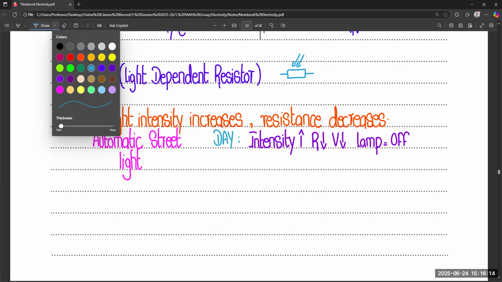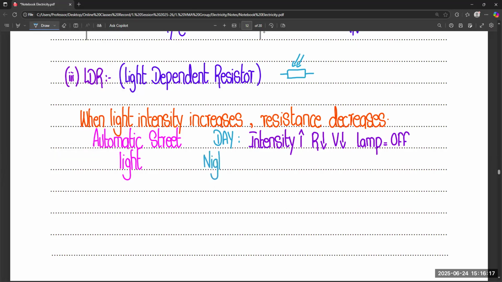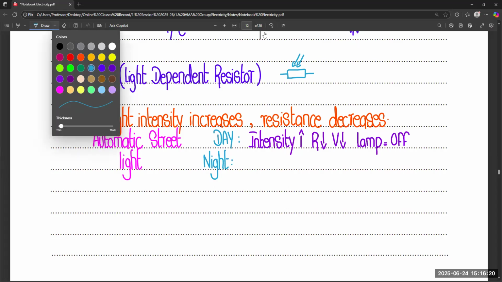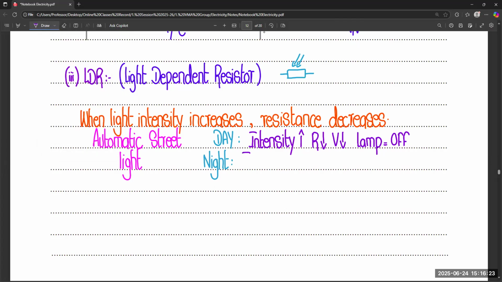But in the opposite scenario, if we consider night time, the surrounding intensity of light is now low because sunlight is not available, so the intensity as compared to the daytime decreases and resistance increases. Voltage also increases, so the lamp will turn on because the lamp will get a suitable amount of voltage and it will start to glow. So in this way, we can use LDR in automatic street lights, right?